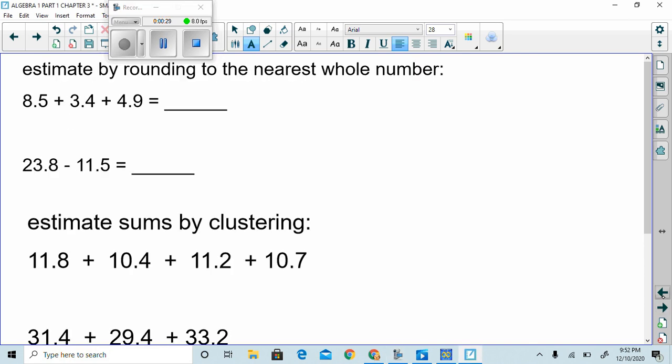We talked about several ways to estimate, mostly rounding, some front end with adjustment, and clustering. I'm going to focus on rounding and clustering. When I'm rounding, you'll be told what place value to round to. I'll make things easy for these practice problems, and let's round to the nearest whole number. And then we'll either add or subtract. In the first one, I'll round 8 5/10 to 9, 3 4/10 to 3, and 4 9/10 to 5. And then I'll simply add.